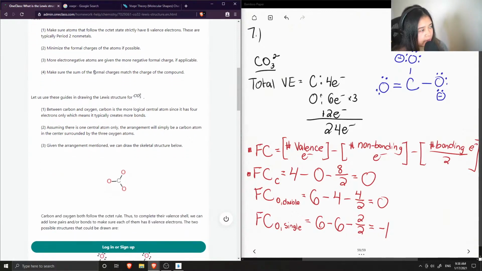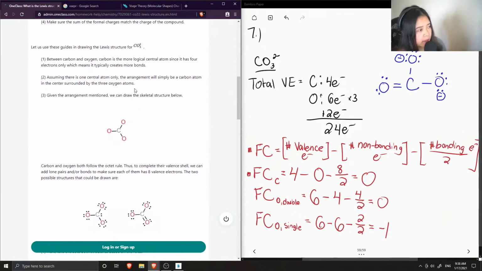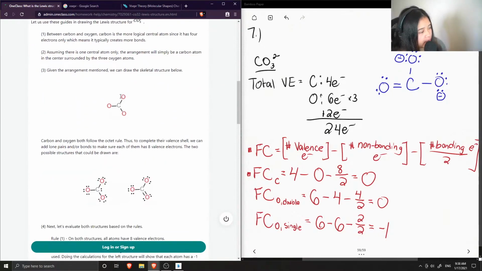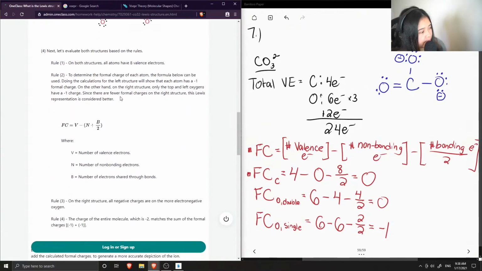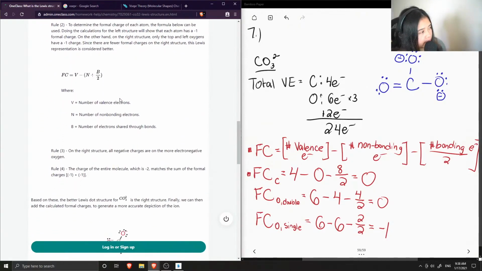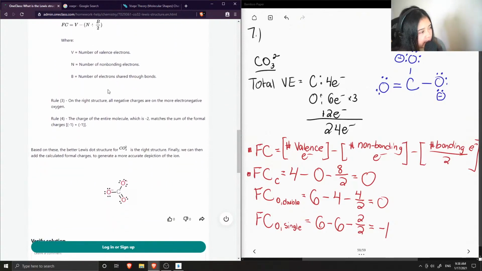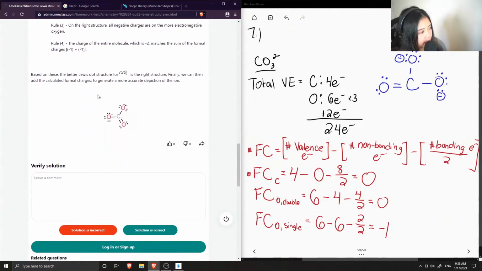Make sure the sum of the formal charges match the charge of the compound. So in our case, they do. And I think now the junior tutor shows all the steps to their answer. Okay, they have the equation for formal charge. And they have the final correct Lewis structure. So this solution is correct.